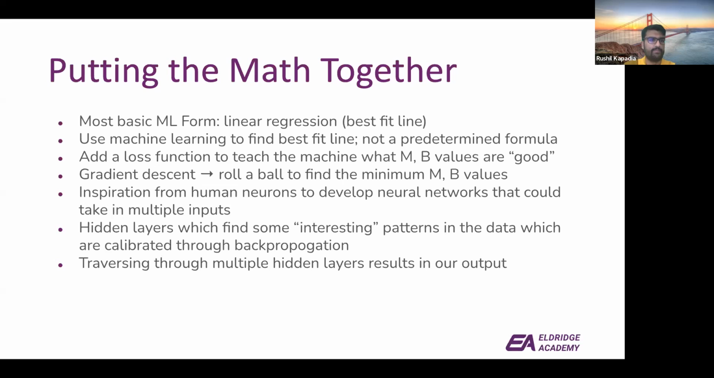And that's gradient descent. Next, we took inspiration from human neurons to develop neural networks that could take in multiple inputs. So our problem here so far was one input, one output. Now we found a more robust system, which allows us to take in multiple inputs, multiple outputs. There are many hidden layers in these neural networks, which find some interesting, we don't really know what that is. We'll talk about that later, or maybe if you understand it better, you'll understand what interesting is better. But for now, we can just think of it as interesting patterns in the data, which are calibrated through backpropagation. Then we traversed through multiple hidden layers and we got our output.